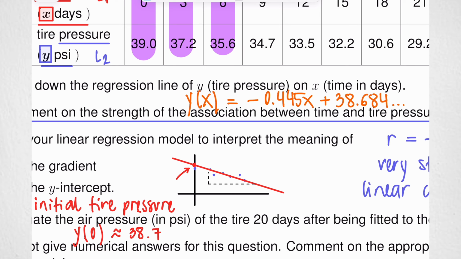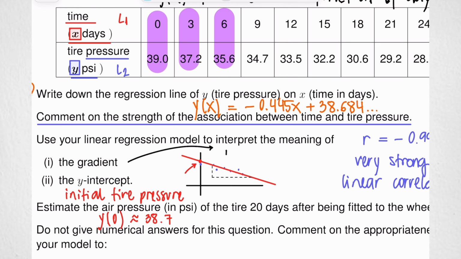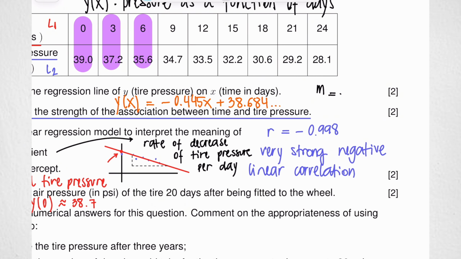Now the gradient, which is the slope y over x, is the rate of decrease of the tire pressure per day. Remember that you can find a gradient by doing delta y over delta x, which means the change in y over the change in x. So when the change in x is 1, which means 1 day, what we get for the slope is the change in y, which means the change in the tire pressure. Now this is negative because the slope is negative in this case. It could be a rate of increase for other contexts.